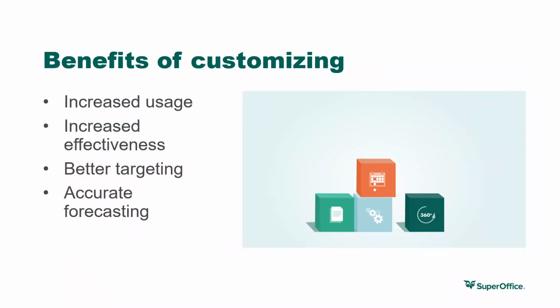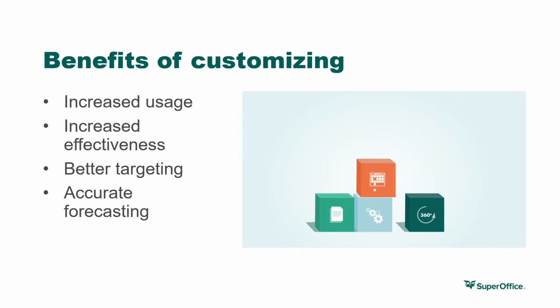The first is increased usage. Studies show that the more intuitive the choices in a CRM system are, the more easily users will adopt it. And then we have increased effectiveness. When your CRM system reflects the way your users work, the system helps each user to work more efficiently.